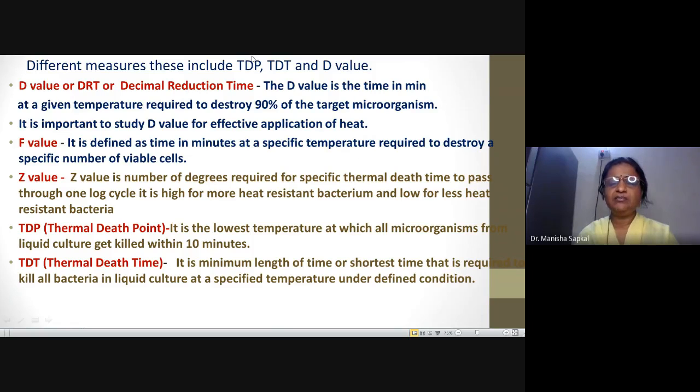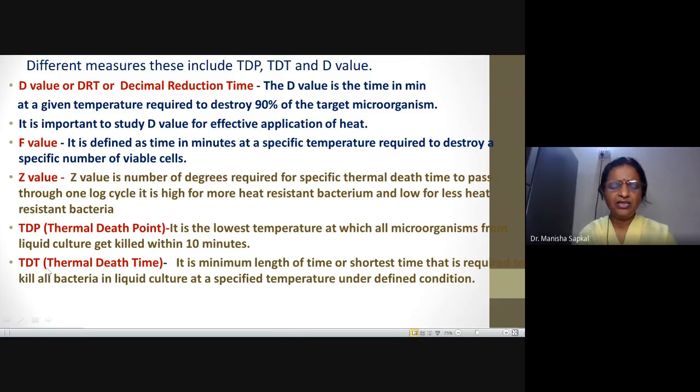TDP, that is thermal death point, TDT, that is thermal death time, and D value. Now what is this TDP, thermal death point? This is the lowest temperature at which organisms from a culture get killed within 10 minutes. Suppose you have a culture in a test tube. Within 10 minutes you have to kill all the organisms, and the lowest temperature required for this is called the thermal death point.